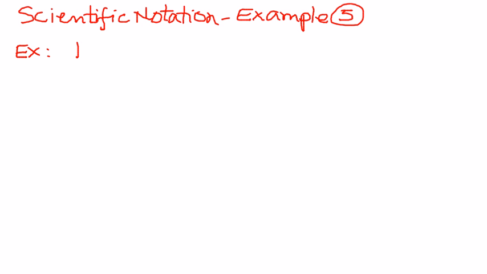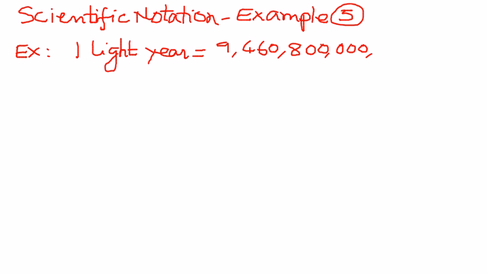1 light year. Let me write that here and I'll explain that. 1 light year is equivalent to 9,460,800,000,000 kilometers. 1 light year is the distance that light takes to travel in 1 full year.